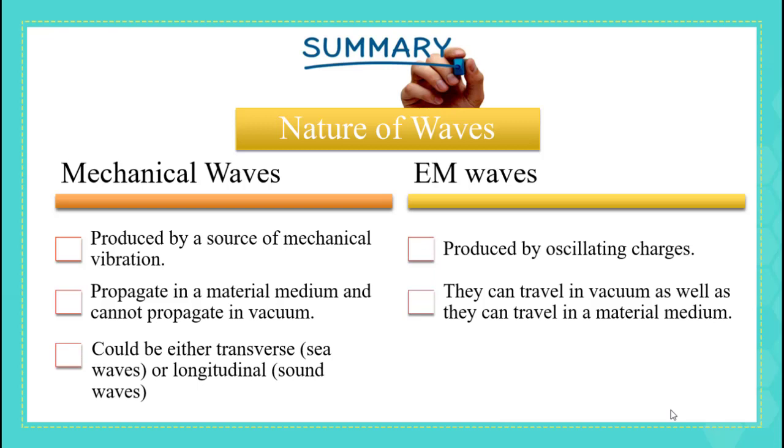Mechanical waves could be either transverse like sea waves or longitudinal like sound waves, whereas electromagnetic waves are only transverse waves.